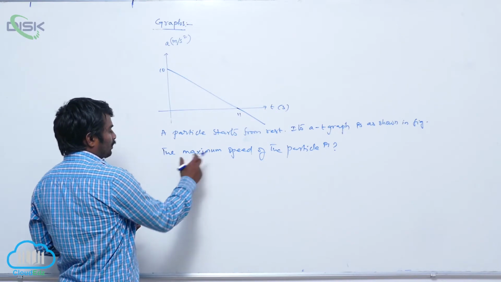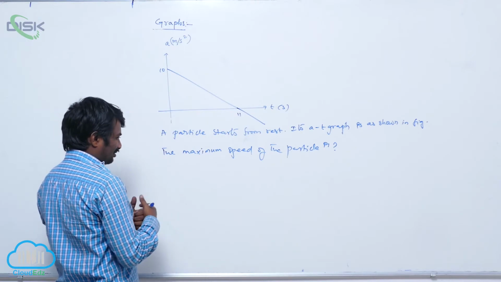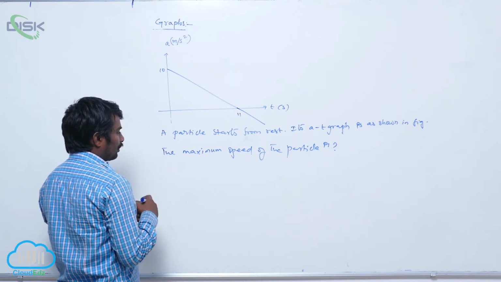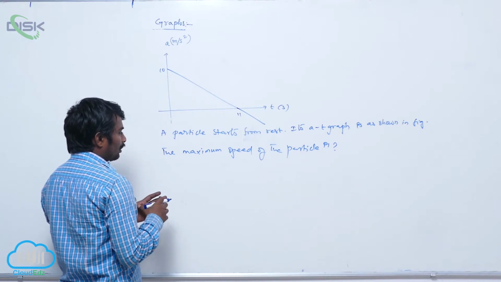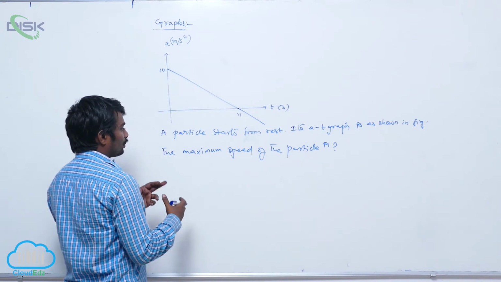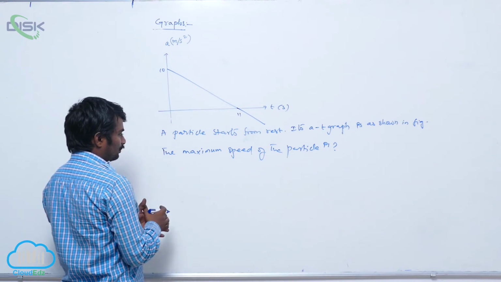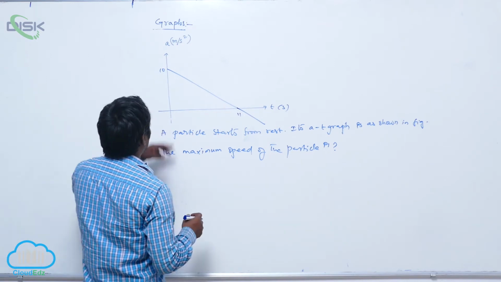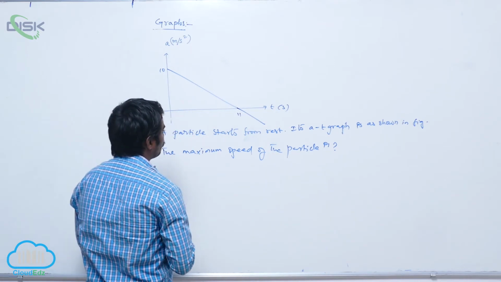See, speed is maximum means magnitude of velocity is maximum. So if we can express velocity as a function of time, then dv by dt equal to 0. That is what we have studied from maxima and minima. But here the a-t graph is given.